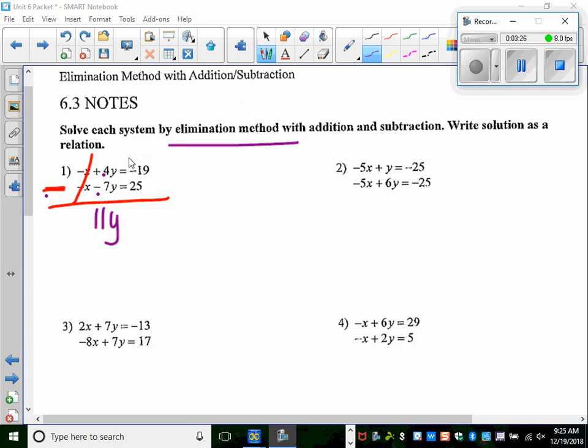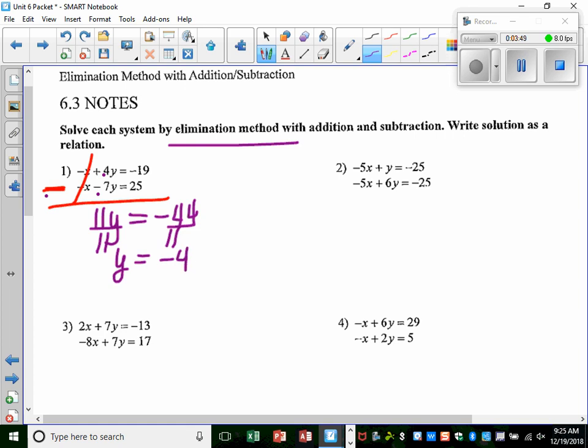All right. Here, negative 19 minus 25. So negative 19 minus 25 gives us what? Negative 44. Is that correct? So then you just solve it just like you would an equation, because it is. And you divide by 11. So you get y equals negative 4.